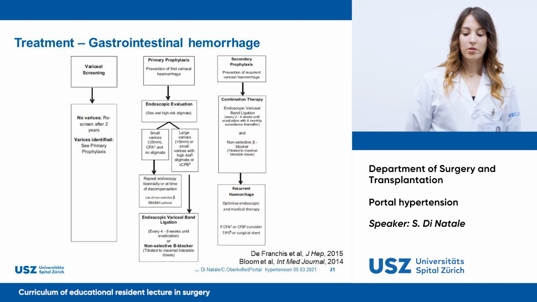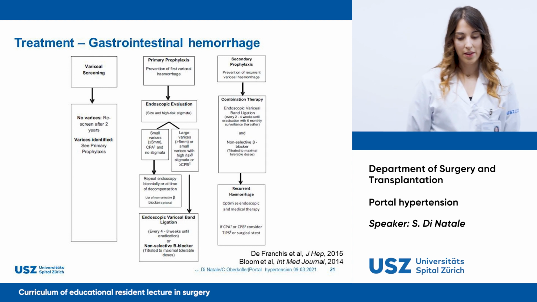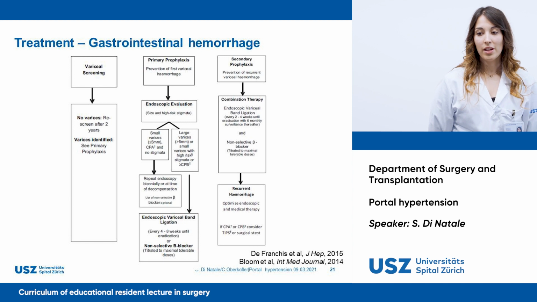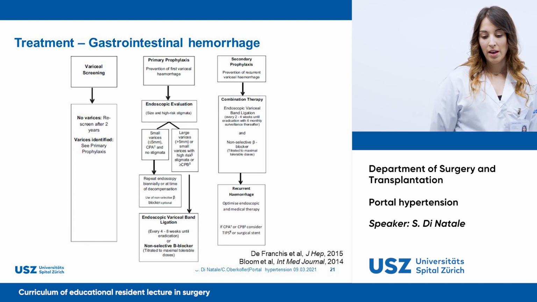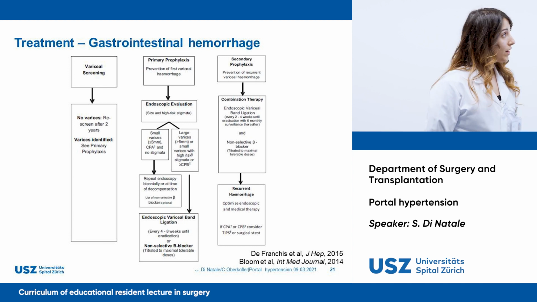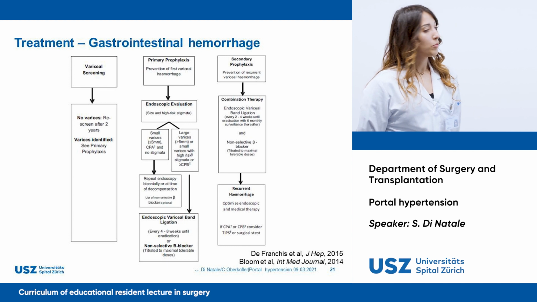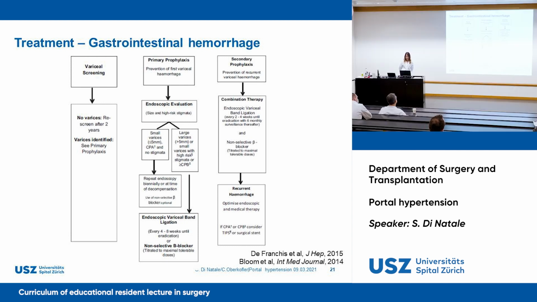Now, the treatment of gastroesophageal varices can be divided into screening, primary, and secondary prophylaxis. Screening is recommended at initial diagnosis or in case of a decompensated liver disease. If no varices or small varices are seen, a rescreening should be performed after 2 years. In case of large varices, endoscopic variceal band ligation or non-selective beta blockers are recommended.